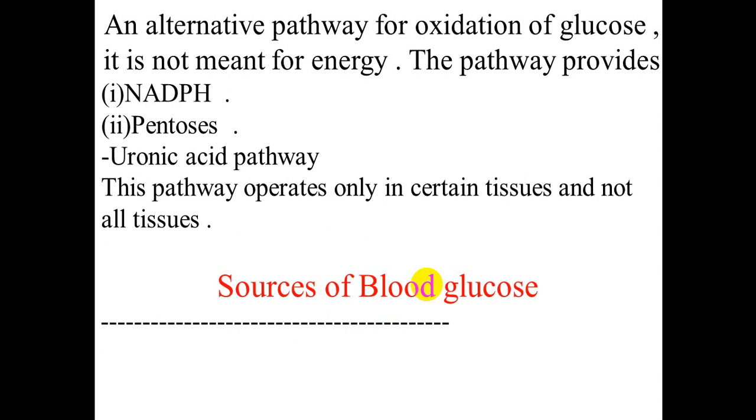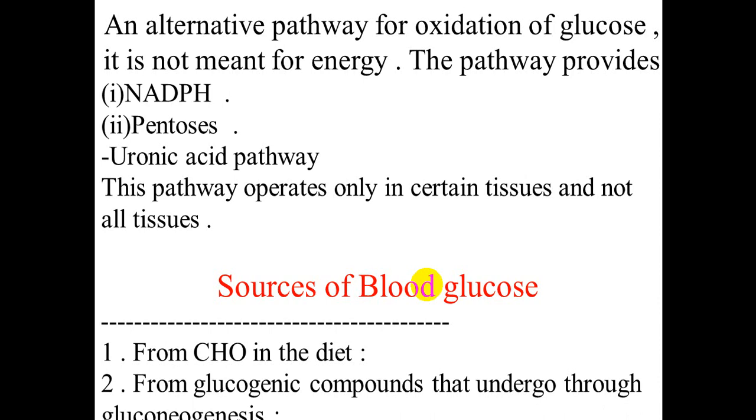Sources of blood glucose. Number 1, from carbohydrate in the diet. The most abundant is glucose. Galactose and fructose may also be supplied from the diet. Under digestion, these are absorbed into the portal vein to the liver. Fructose and galactose are converted into intermediates in the pathway by which glucose is metabolized.